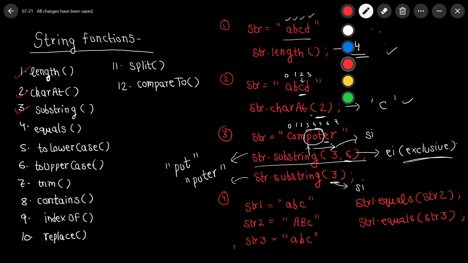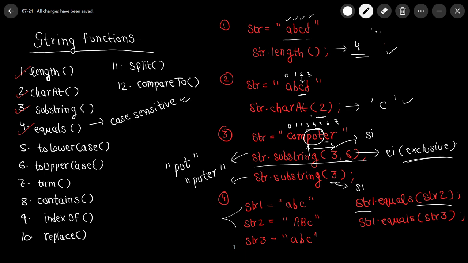Up next, we have the equals function. The equals function is used to check the equality of 2 strings. Also, this equals function is case sensitive. That means it treats lower and uppercase characters differently. So suppose I do str1.equals(str2). As you can see here, we have A, B, C, here also ABC, but here we have small a, here we have capital A. And we know this is case sensitive, so it distinguishes between them. That's why we get false in this case.